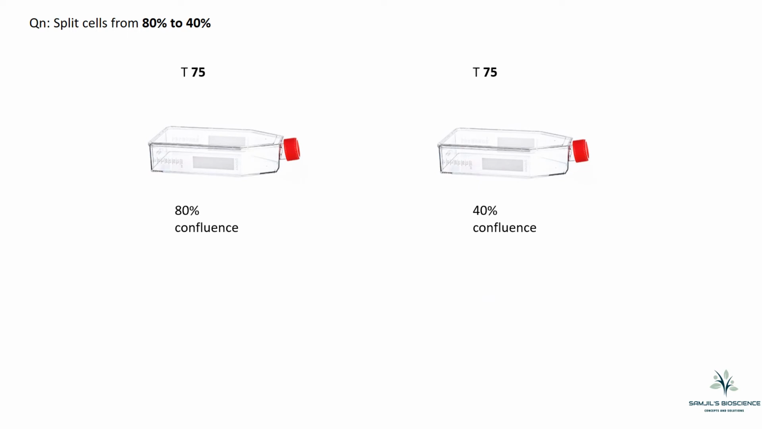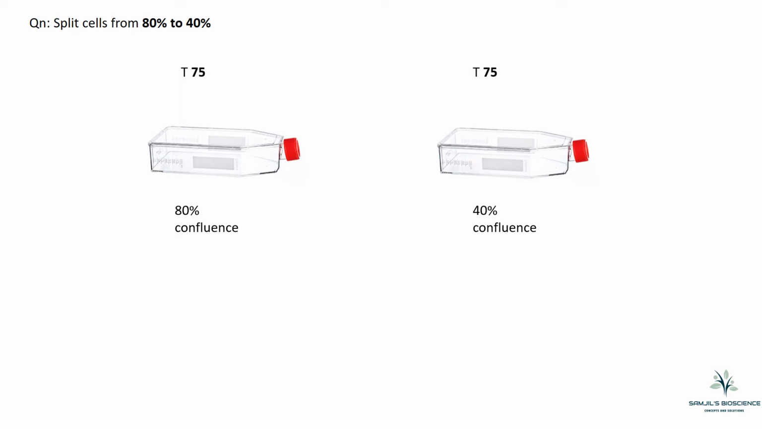That is, split cells from one confluence to another, because you might need the cells simply to subculture, or you might need the cells for one experiment, so it might have different purposes. Here I'm going to tell you about the calculation, how you do it. For example, the question is: you have cells and you want to split cells from 80% confluence to 40%. Well, now it is a very vague question.